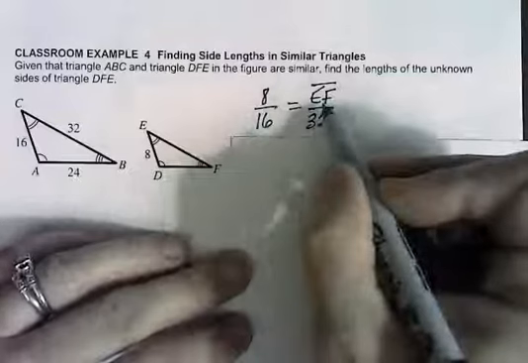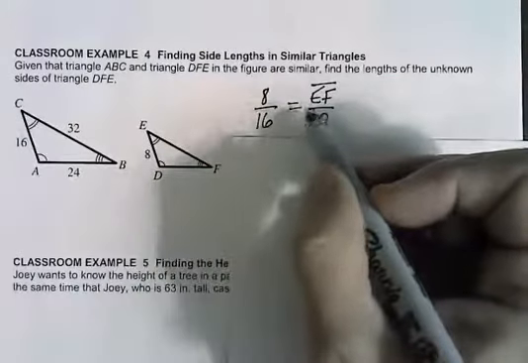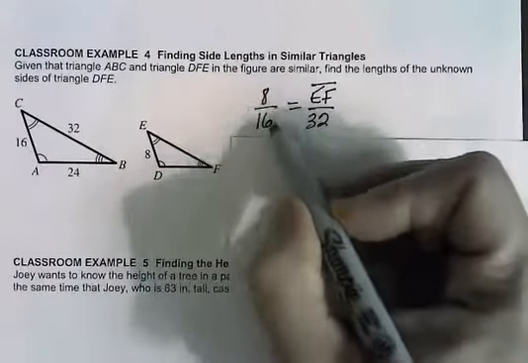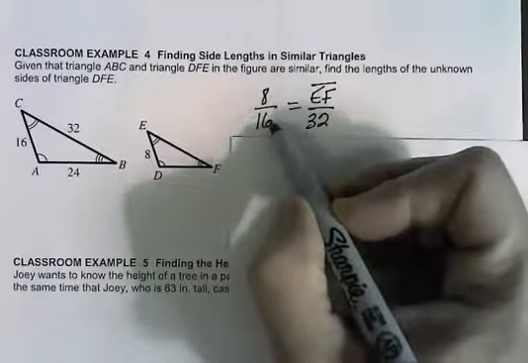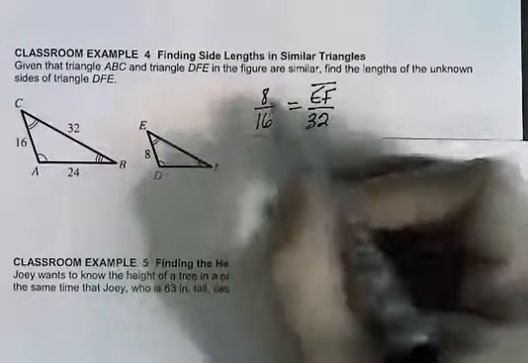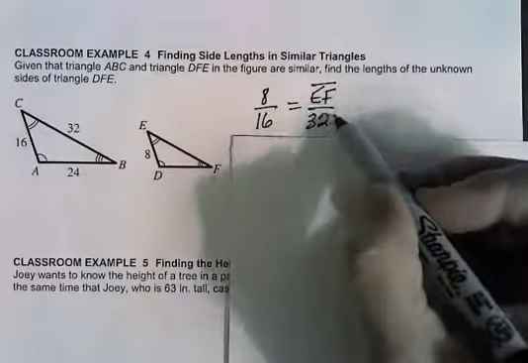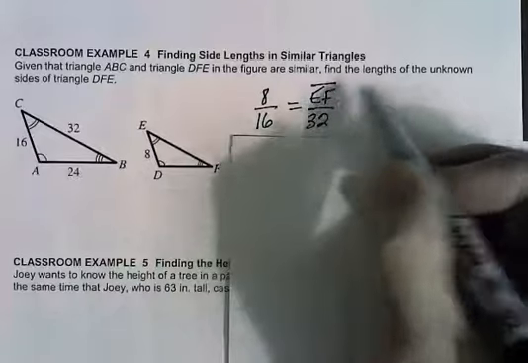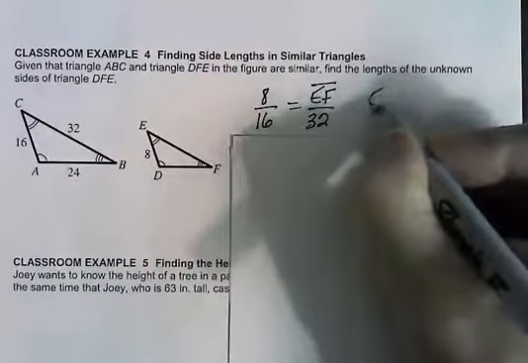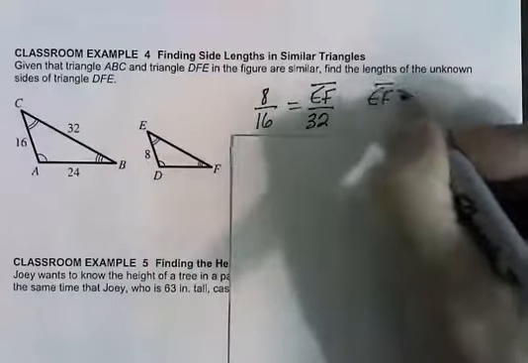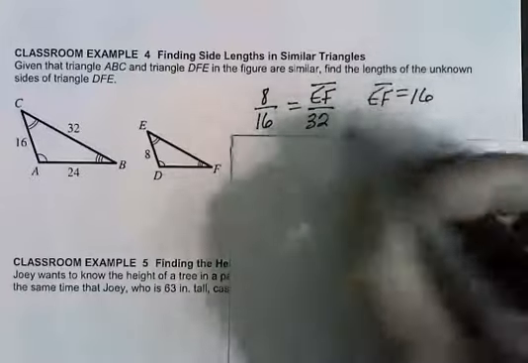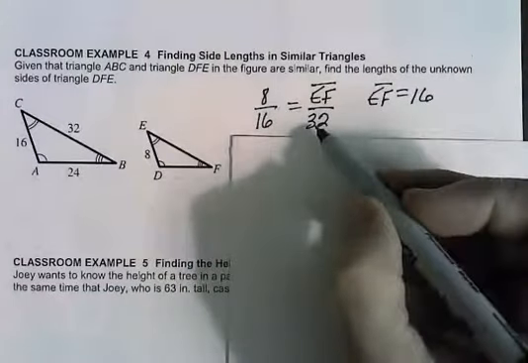Now we could cross multiply here and solve this for EF, but an easier way to do this would be just to look at this ratio. This would reduce down to 1/2, which means our ratio of the sides is 1/2. And if we think about what would make this turn out to be 1/2, that would be if EF was 16. That way we'd have a 1/2 ratio for each one.